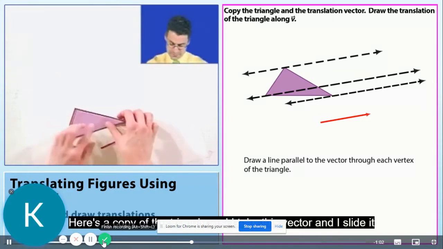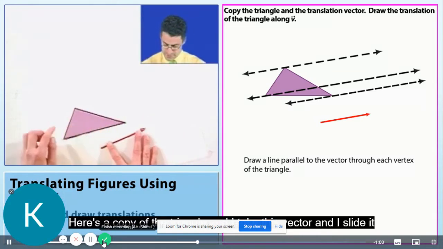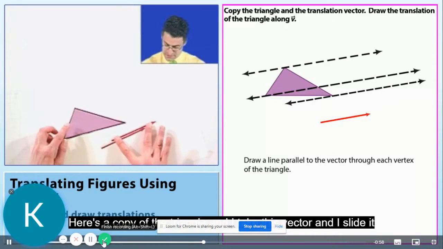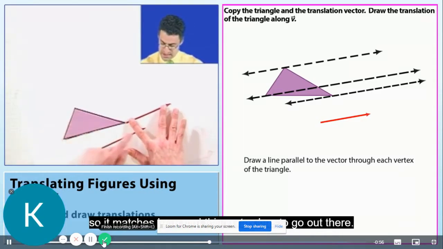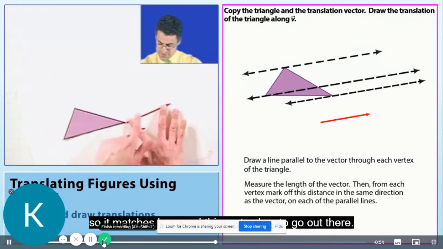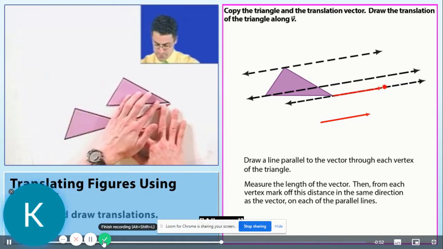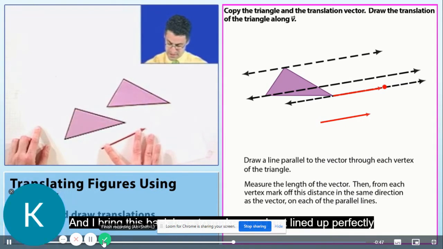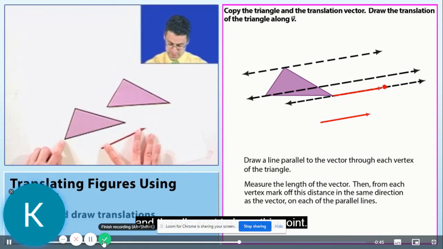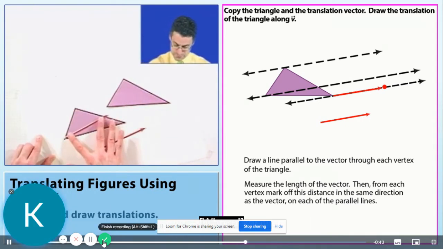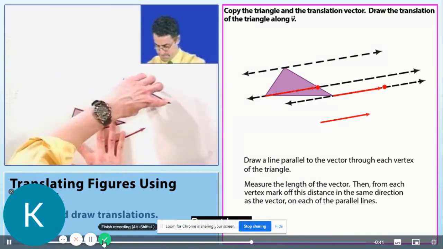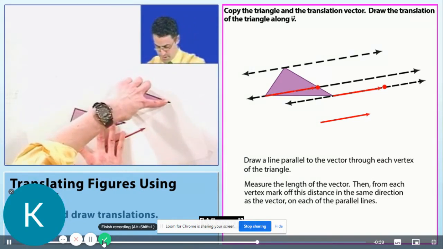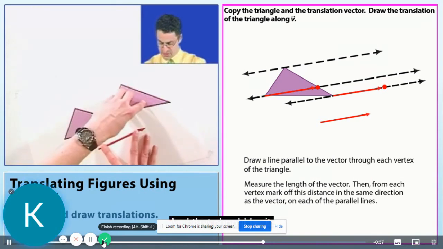Here's a copy of the triangle. And I take this vector and I slide it so it matches here. And this vertex has to go out there. So now that's fixed. And I bring this back here to make sure I got it lined up perfectly. And then I've got to have this point be out here. And that should be it.